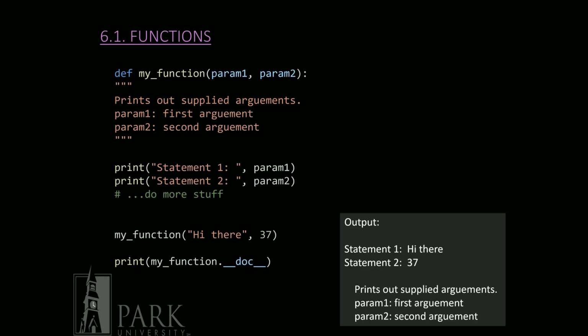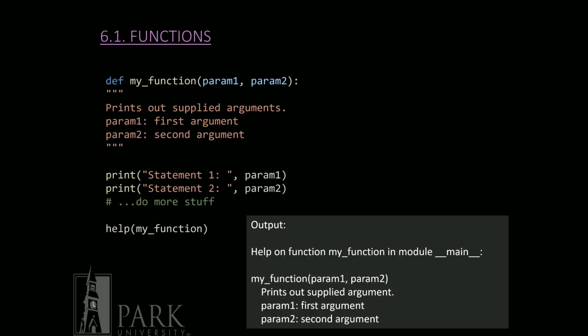If we were to call help on our function, you can see what the output looks like right here. It uses the docstring as part of its help function. So when we call help, it's going to print out your function header, the name and your parameters, and then it's going to print out the docstring below it like this. Again, this is another reason why it's important to provide a docstring, so that you can actually use the integrated help function within Python.